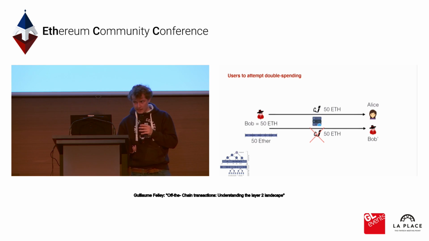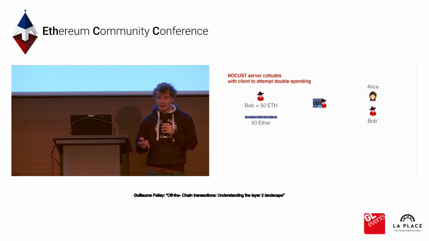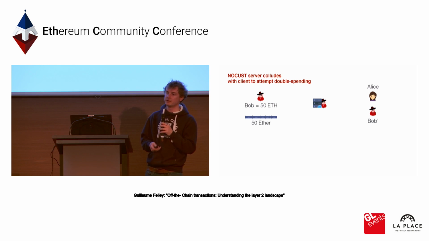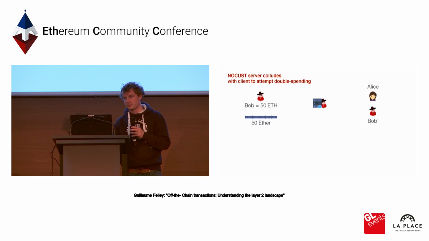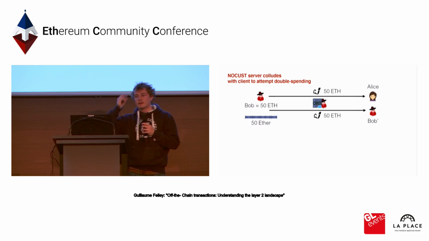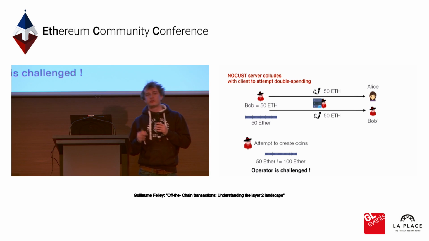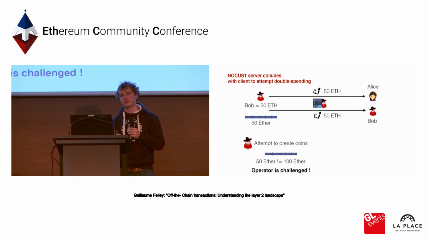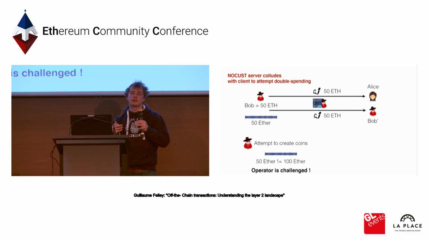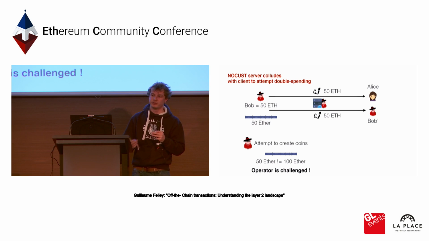Now more interesting: Bob is actually the operator. So Bob colludes with the operator, or he is himself the operator. In this case, you can actually double spend. And Alice won't notice anything at first, but once the checkpoint is submitted, she will notice that something is going wrong. Basically, the data structure that we are using makes it obvious if there are any inconsistencies or if the operator is trying to cheat.